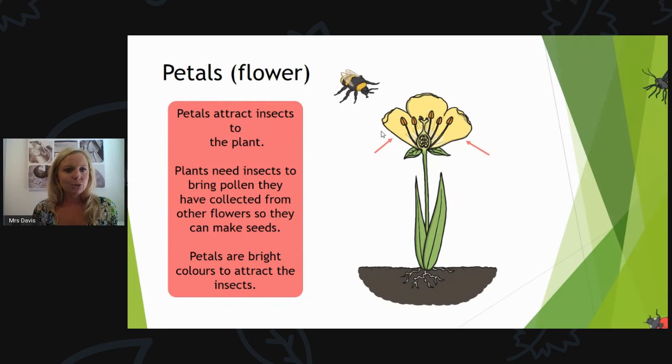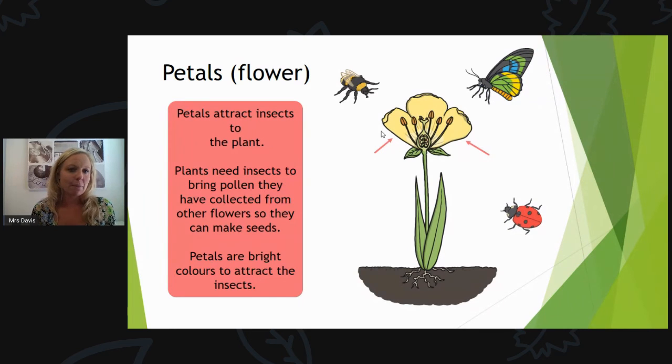And then we've got the petals. Okay, the actual flower, the petals. So petals attract insects to the plant. So they get the insects to come to the plants. Plants need insects to bring pollen they have collected from other flowers so they can make seeds. So petals are bright colours to attract the insects. So, you know, sometimes if you've been out and about, you might have a wasp or a bee always coming near you, or another insect. Maybe it's because you're wearing a very bright colour. They like bright colours. That's why flowers are bright, okay?